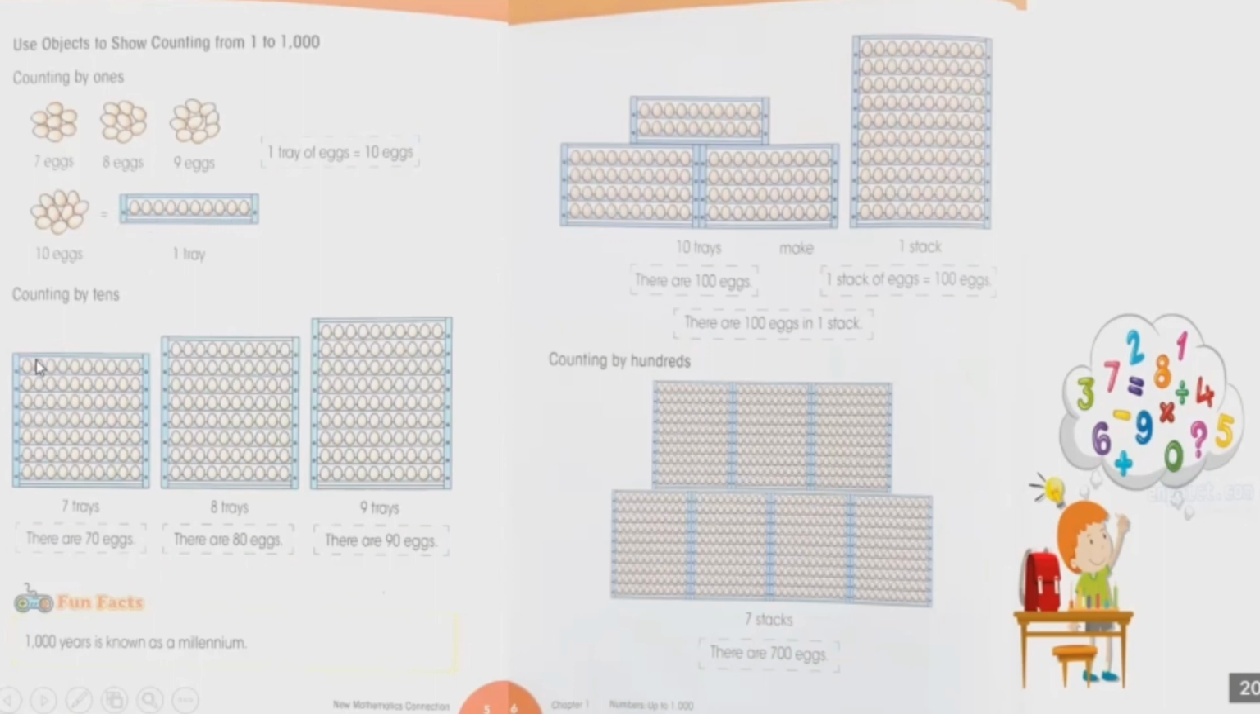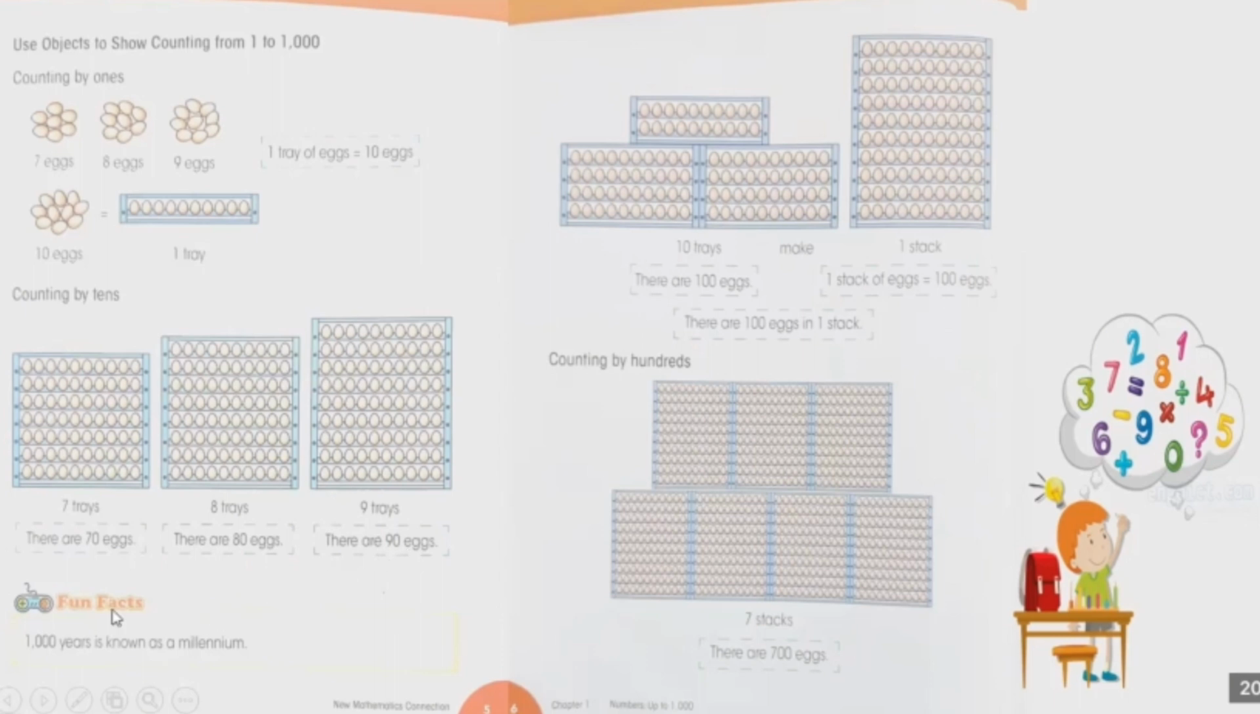Now how many trays are here? This one is counting by tens. How many egg trays are here? 1 tray, 2 trays, 3 trays, 4 trays, 5 trays, 6 trays, 7 trays. 7 trays, that means there are 70 eggs. Here 8 trays, therefore there are 80 eggs. And here 9 trays, therefore there are 90 eggs.